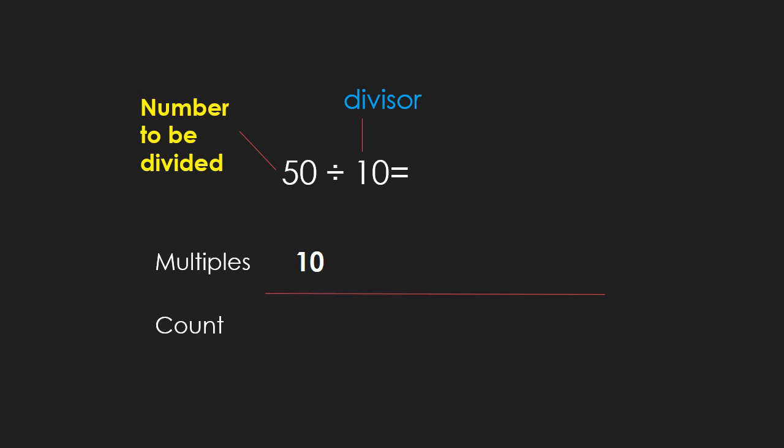Now the first multiple is 10. The second multiple is 20. The third multiple is 30. And then the fourth multiple is 40. And then the fifth multiple is 50. Now take note that the number to be divided is 50, so you have to stop at 50. How many counts is that? There are 5. So therefore, 50 divided by 10 is 5.